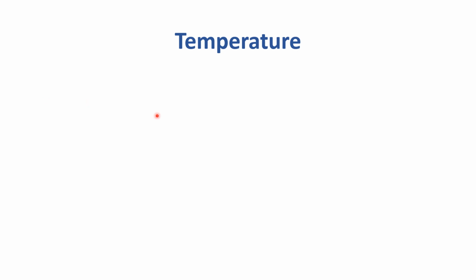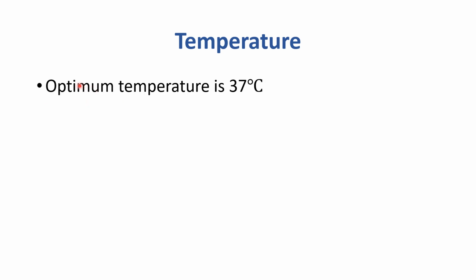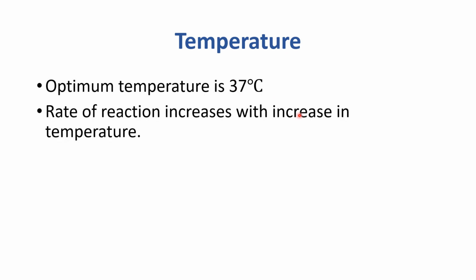So the next factor is temperature. Optimum temperature for human body is about 37 degrees Celsius. Rate of reaction increases with increase in temperature. As we increase temperature, the rate of reaction also increases.